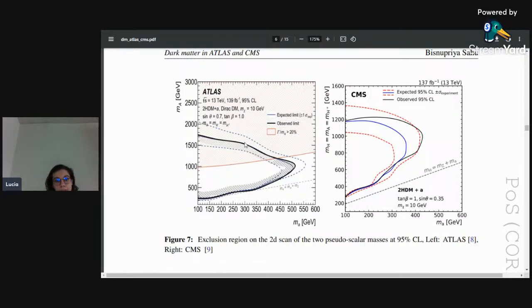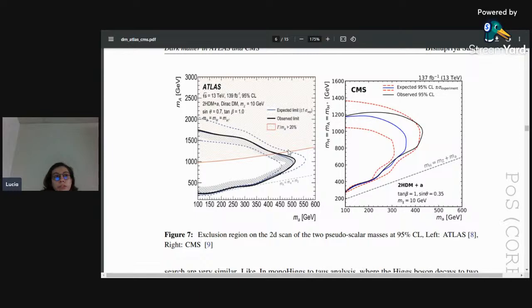So this orange region is excluded. As you can see, we have here the decay rate, the interaction rate, the decay rate divided by the mass of the mediator, this A, and this is excluded based on the assumption that this A is produced, not only virtual.